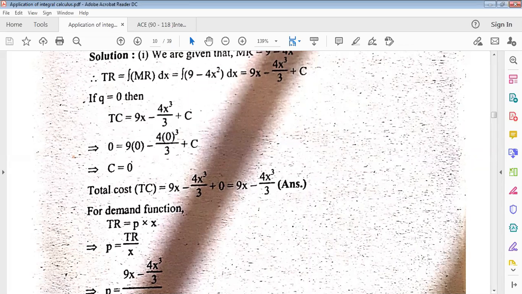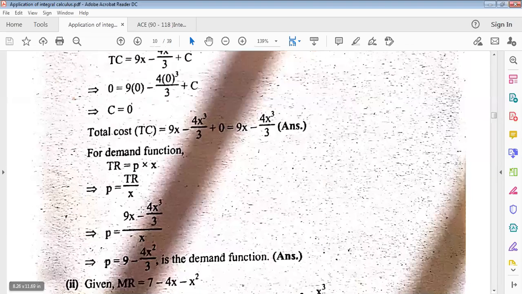So for the demand function, we must know total revenue equals px. Revenue R equals px. This is the formula for the demand function. So price p equals revenue divided by x. This is the revenue. Total revenue.